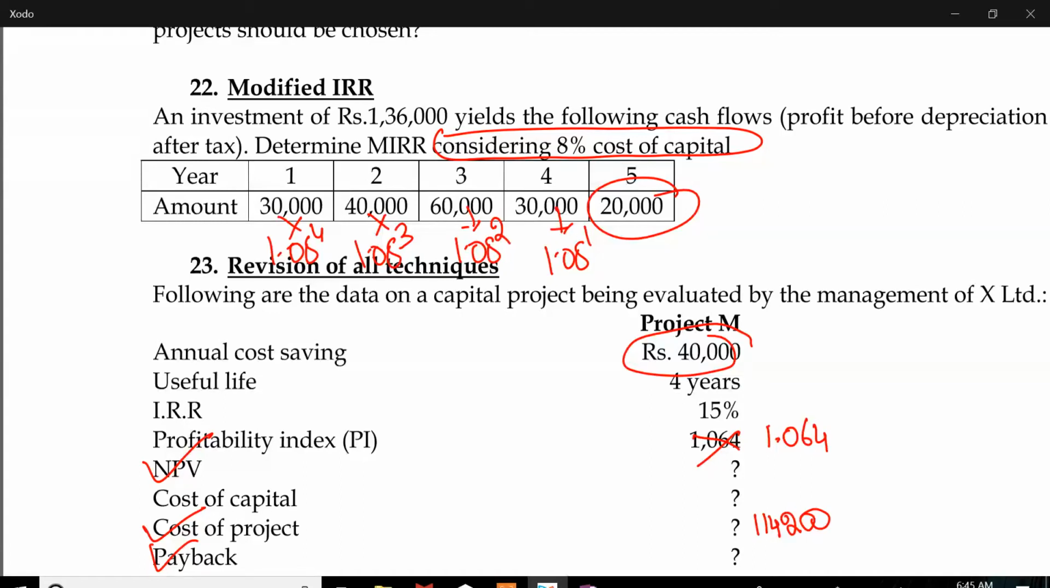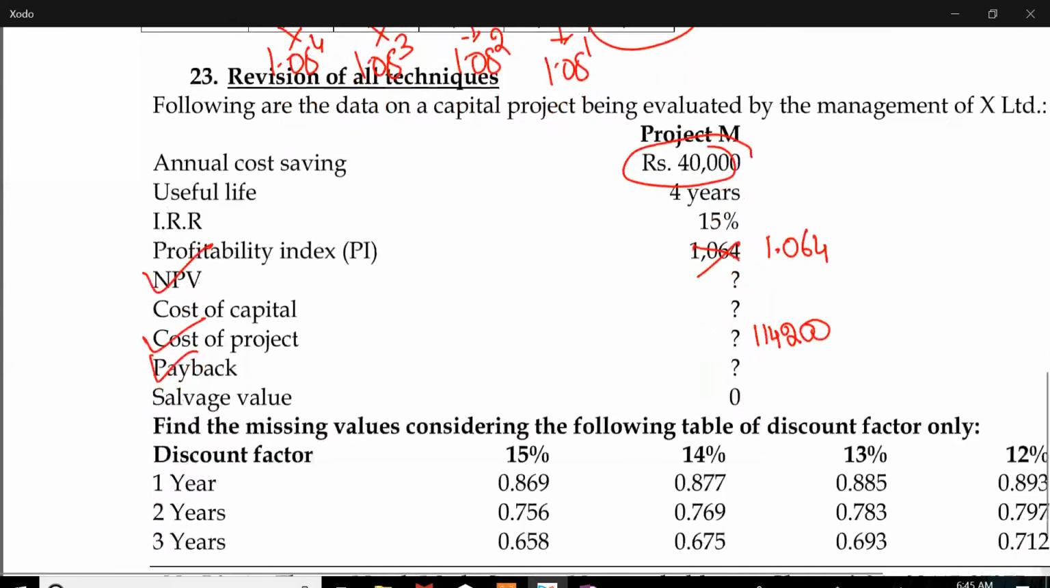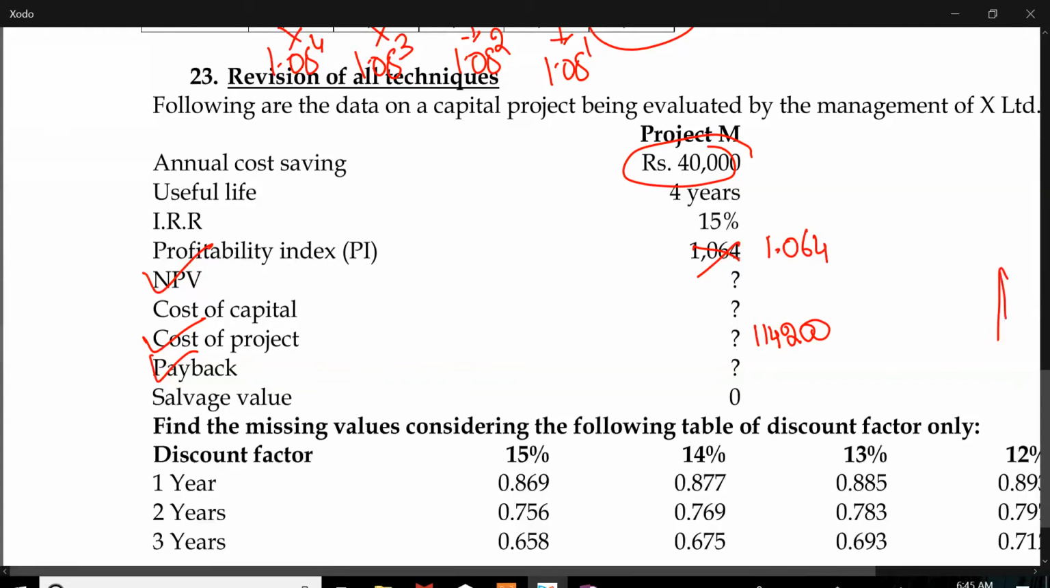Next point, this will now become one outflow and one inflow situation, and calculate IRR in the normal manner.